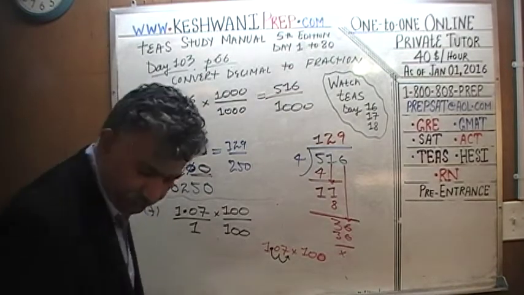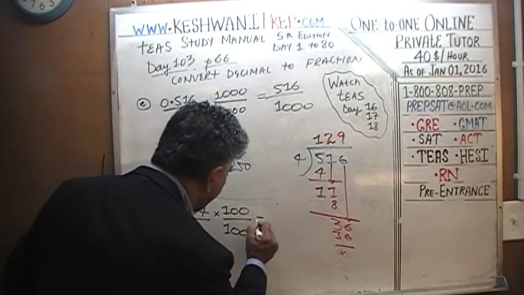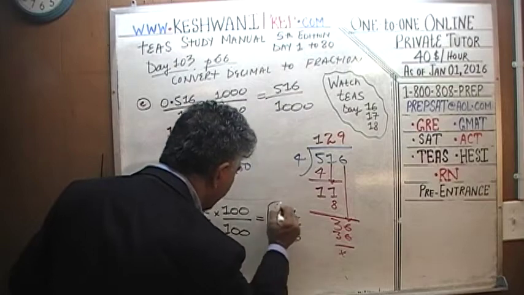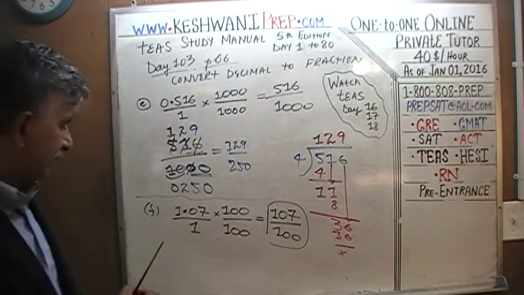So what do we end up with? We end up with 107 over 100, which is okay to leave like this, because it cannot be reduced any further.